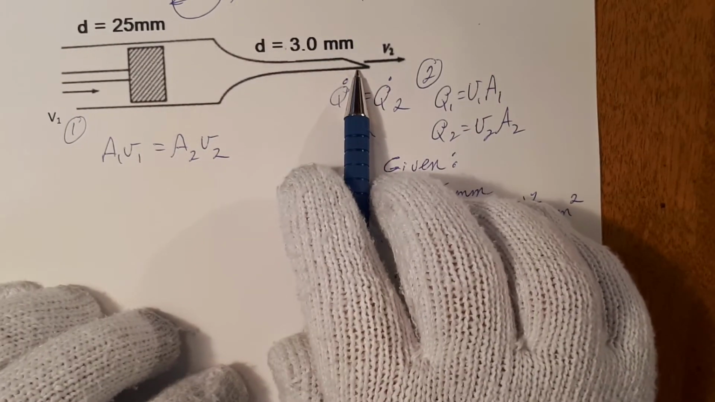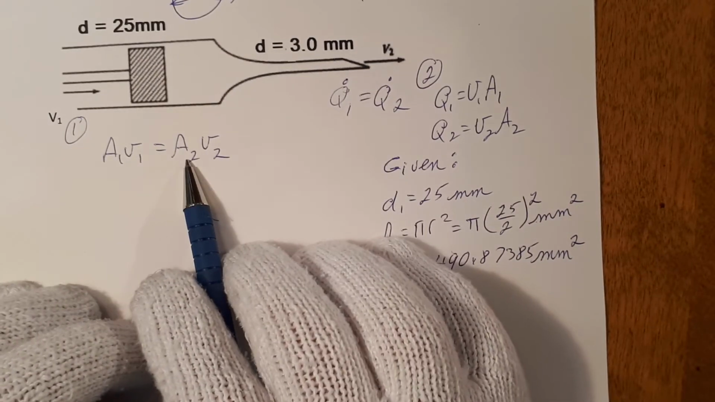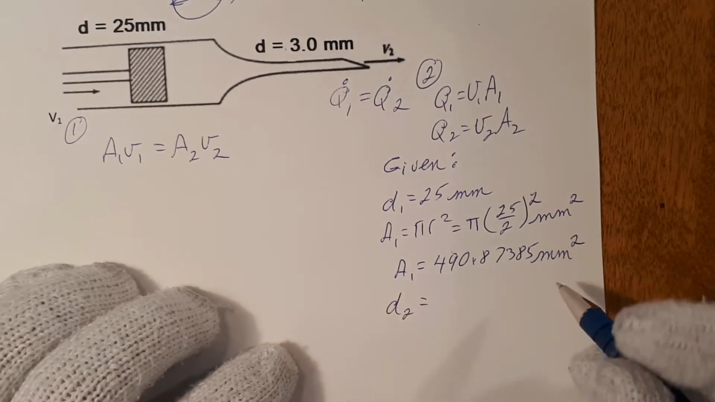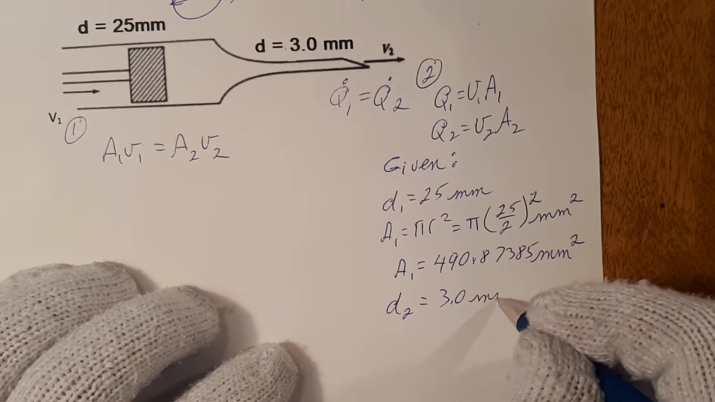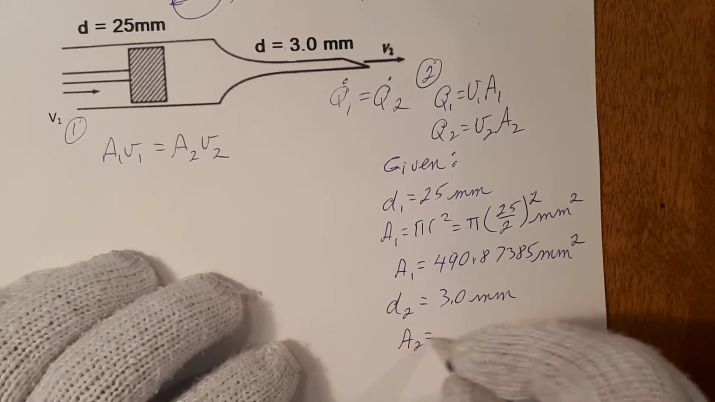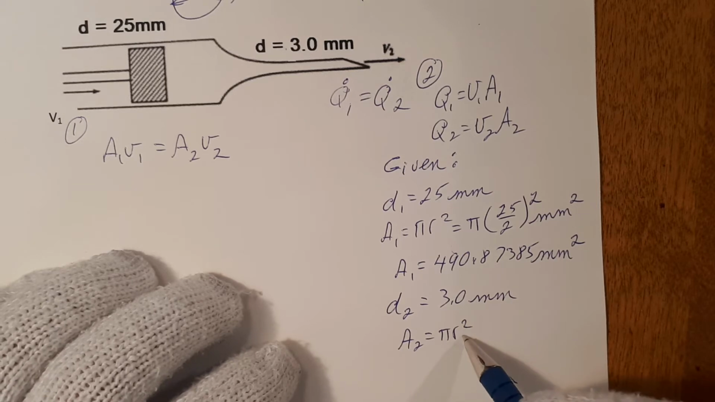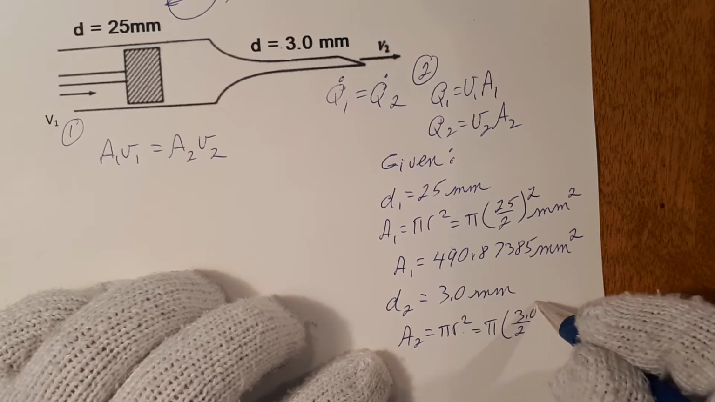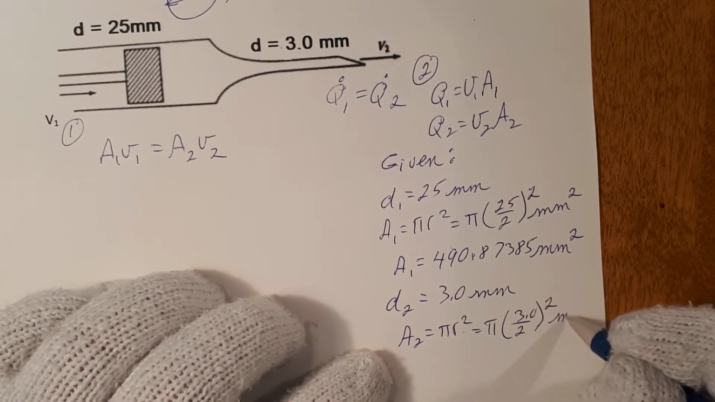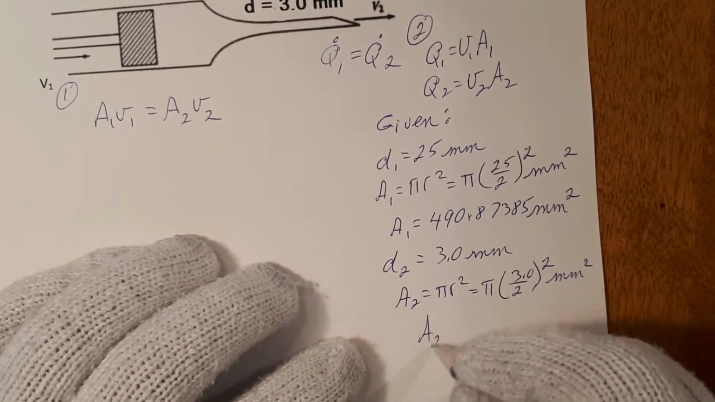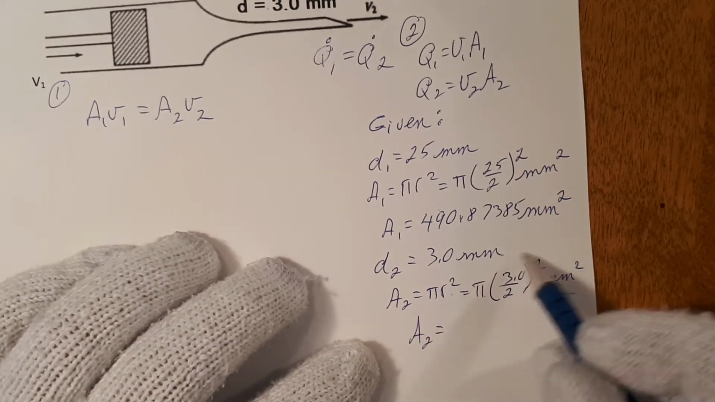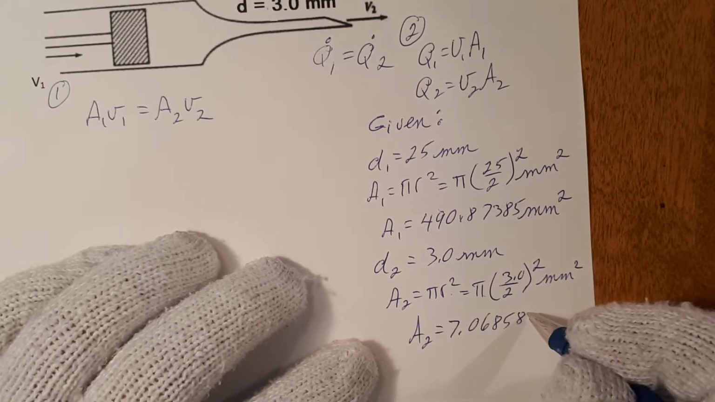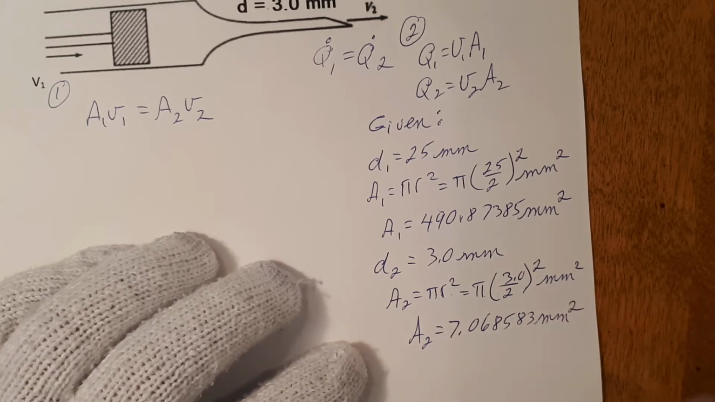Doing the same thing here at the exit, we need to calculate A2, the cross-sectional area here at 2. We're given the diameter, 3 millimeters. And the area 2 is also pi r squared, and that would be pi times 3 divided by 2, all squared. So area 2 then is equal to, putting this in our calculator, 7.068583 millimeters squared.